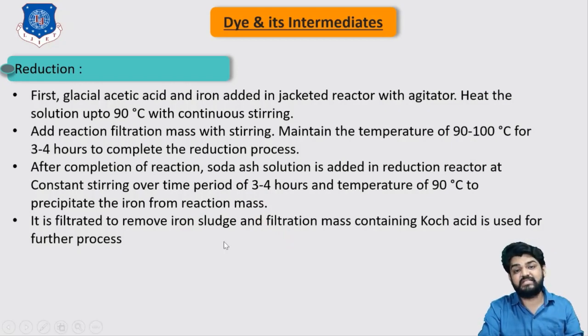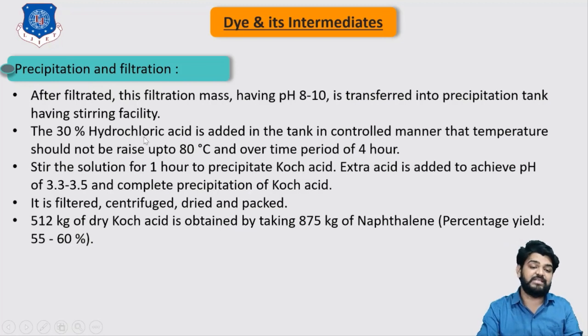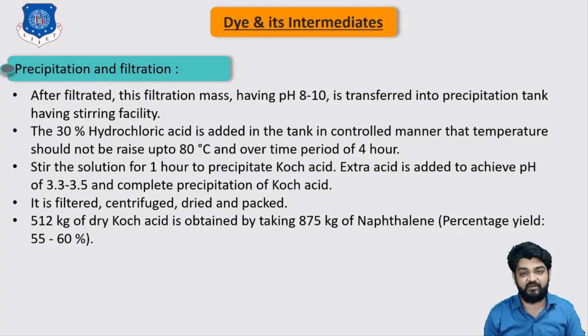Then this reaction mass is sent to the next step of precipitation and filtration, in which we have to create the precipitate. Here, the pH of the filtered mass is around 8 to 10. By means of 30% hydrochloric acid, we control this pH, reducing it to about 3 in order to get the precipitate form of our Koch acid. Later, this precipitate of Koch acid can be easily filtered out, and we can easily separate the solid and liquid form of the Koch acid by means of the centrifuge.